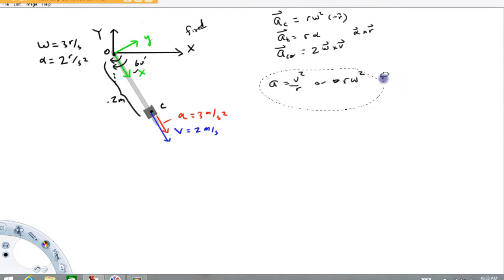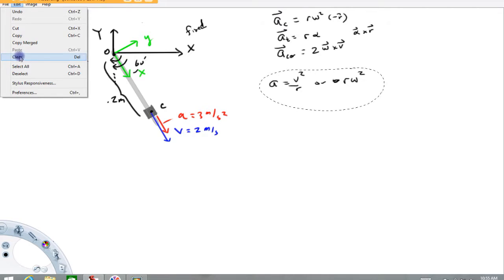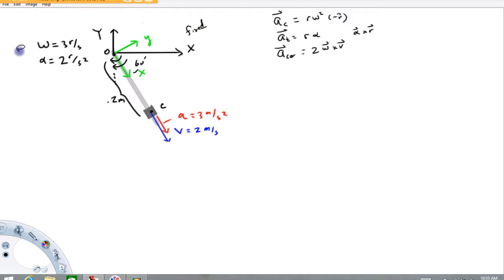I'm going to get rid of this, because we're not going to need that. Let's take a look at what this problem might look like. All right, so we're going to start with the velocity calculation. I'm going to start with this: the velocity of C is equal to the velocity of O plus the velocity of C with respect to O. And I'm going to rewrite this; in the velocity of C with respect to O, we have a couple of things going on.